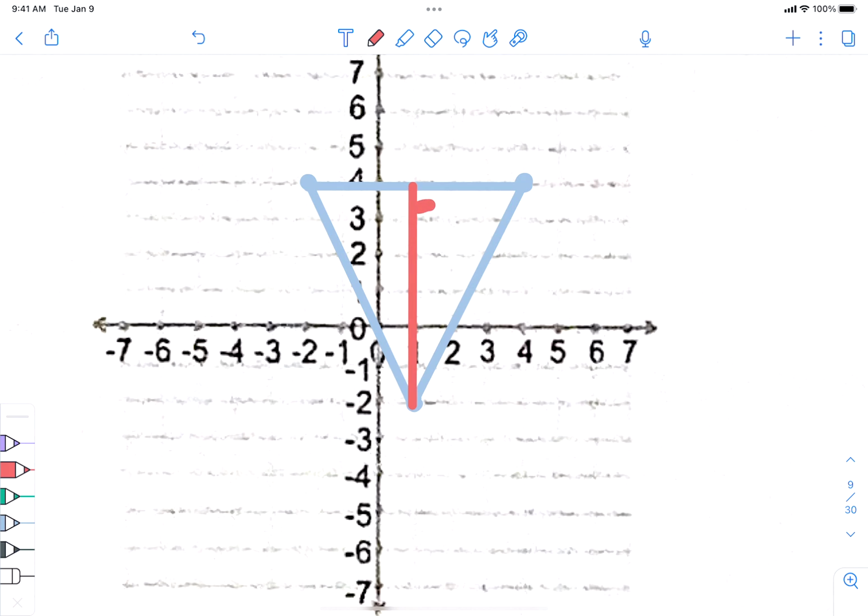Okay, so there's one of my altitudes. The other altitude, I'm going to do my best here. I don't know for sure. There-ish. And I don't know for sure. There-ish. Okay, that's where those guys are going to cross.